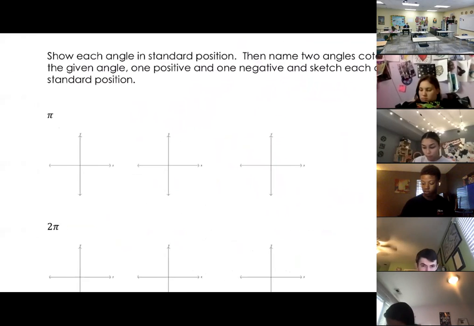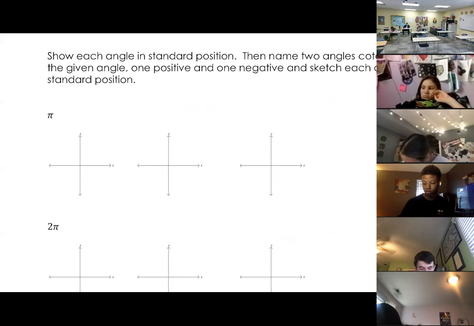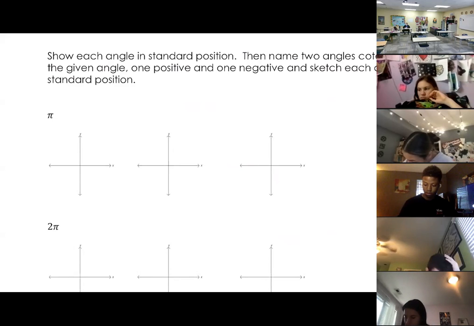Show each angle in standard position. Then name two angles coterminal with the given angle. So we want to try to start thinking in terms of radians. It's kind of like learning another language. You want to think in that language. You don't want to always be translating. So we want to think about where these angles are. Name two angles coterminal with the given angle, one positive and one negative, and sketch those in.